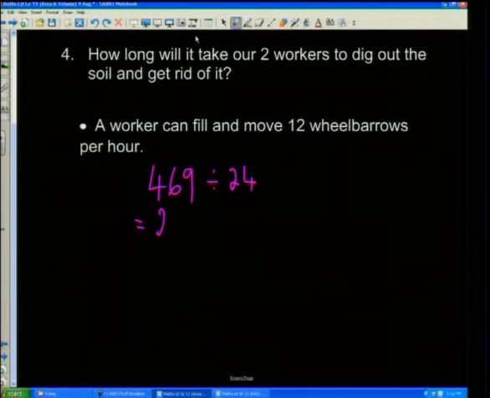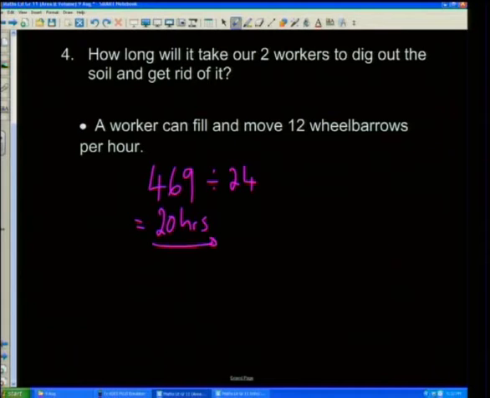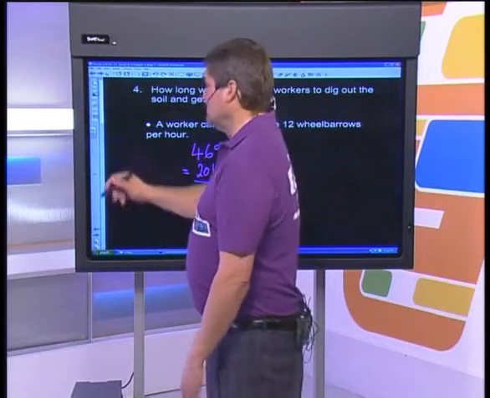So both workers are going to work 20 hours. Right. Next question. This is quite a nice exercise, isn't it? Yeah, it is. Except my thing is that shame you can never make somebody work 20 hours a day.